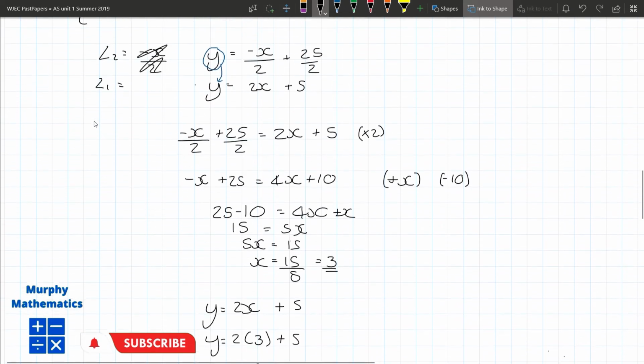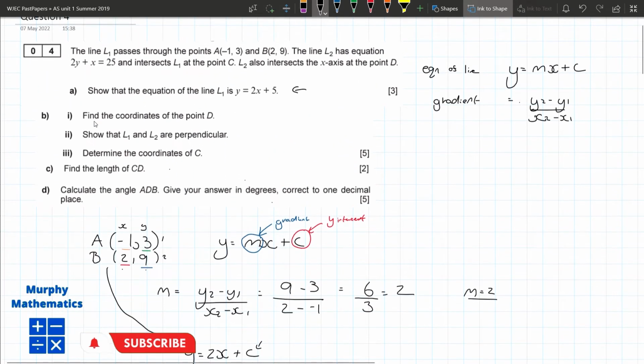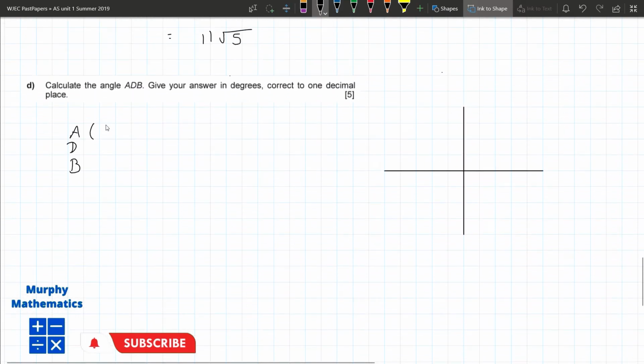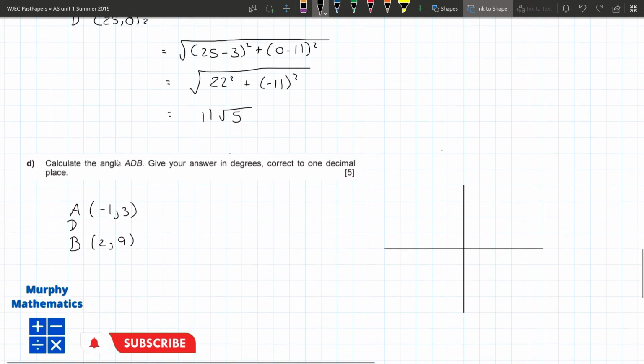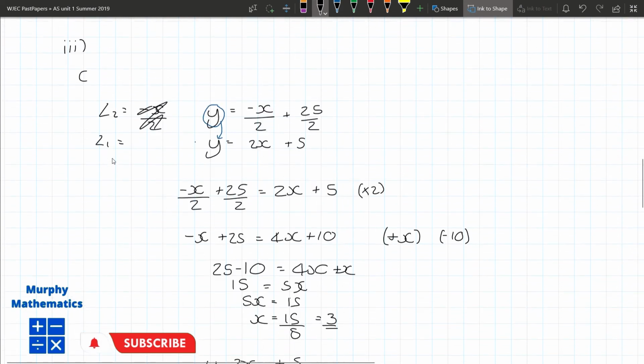So A is -1, 3. B is 2, 9. -1, 3, and 2, 9. And D was 25, 0.